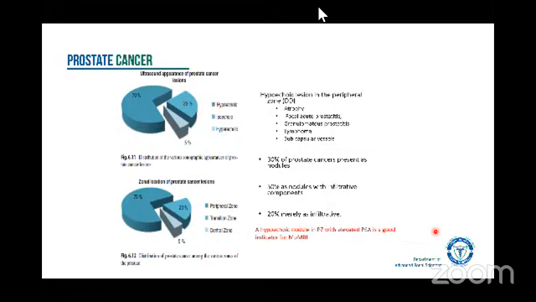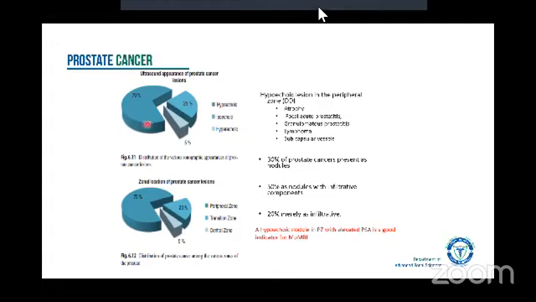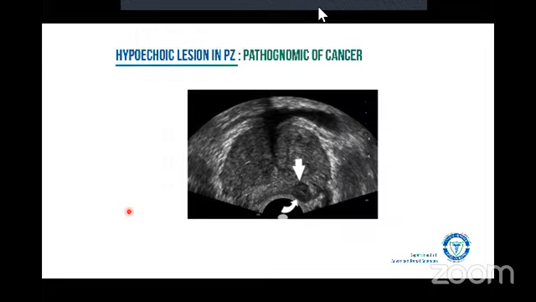Why the hypoechoic lesion? 70% of the prostate cancers are hypoechoic in nature, about 25% are isoechoic. 75% of the prostate cancer is located in the peripheral zone. So a hypoechoic lesion in the peripheral zone is almost pathognomonic of cancer. You have a hypoechoic lesion right there, and this is almost pathognomonic of cancer.